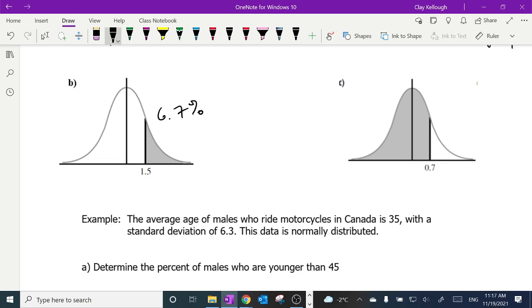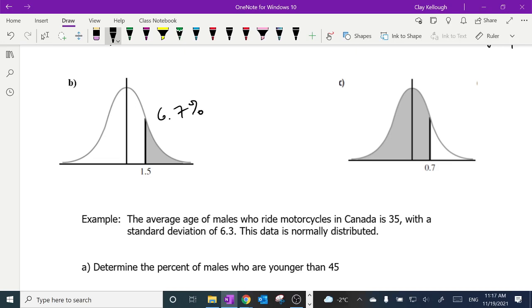And on the TI, this one is 1.5 comma positive infinity, which is 1E99. And this one will be negative 1E99 comma 0.7. Question? Yeah, round wherever. I just went with one decimal place because it seemed reasonable.